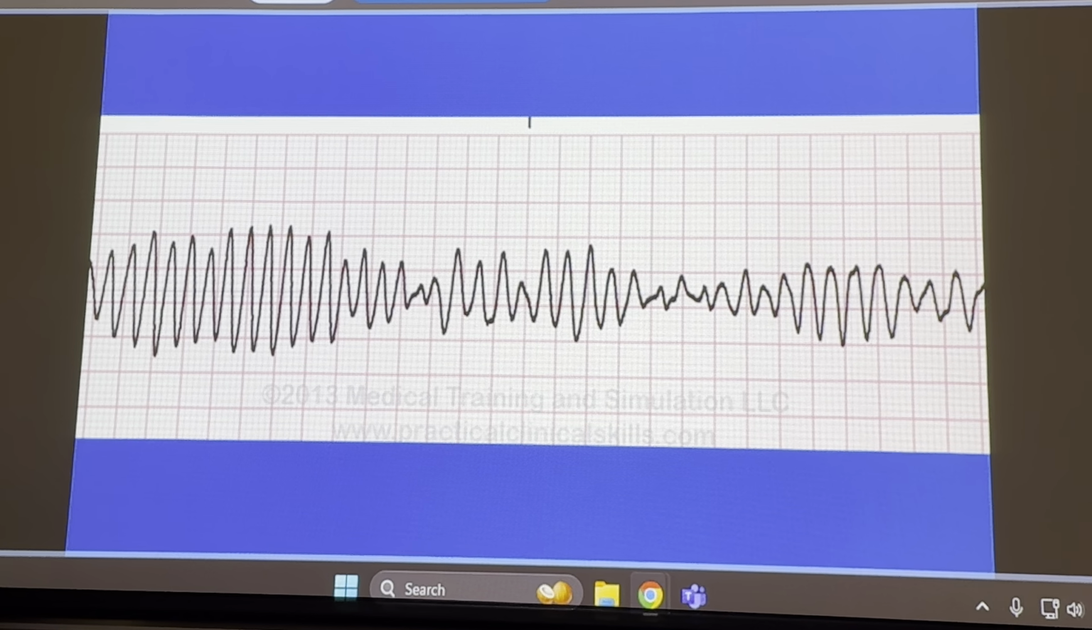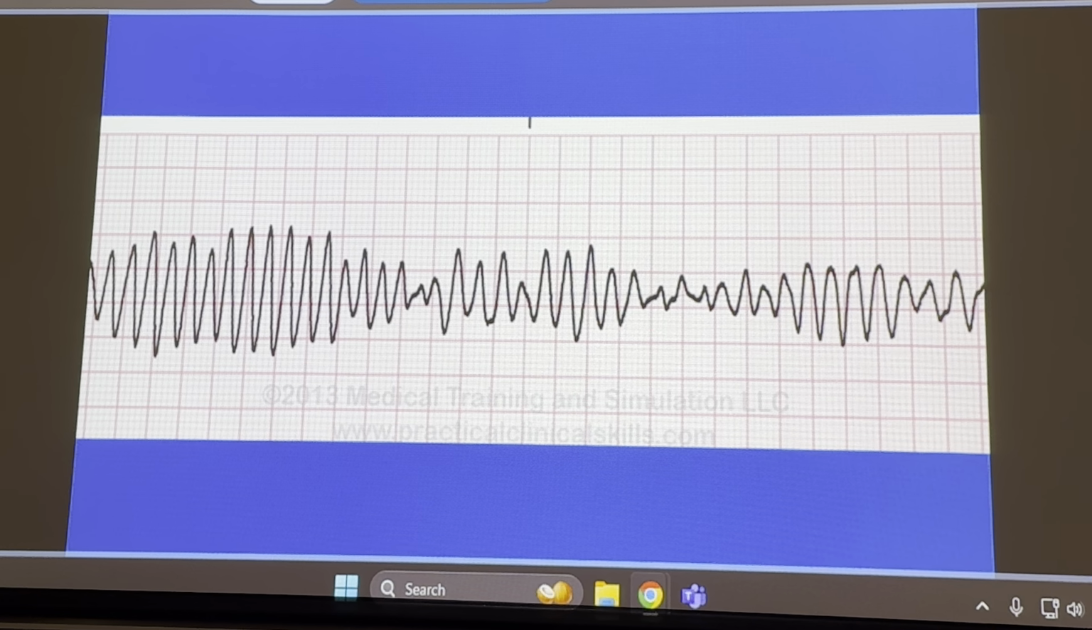Any of these VTAC, VFib type rhythms, and torsades is included in this as well. Defibrillation is going to be your number one priority with those types of rhythms. Early defibrillation is the best chance of survival with this. So we want to get those pads on early and shock them as quick as we can. So that's our thought: VTAC, VFib, torsades, let's go in there and shock them.